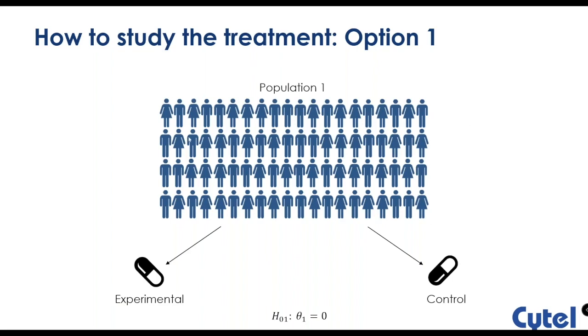Well, we could conduct the trial in just a single population. So in this case, in population 1, using the same amount of resource, i.e. the same number of patients, we could conduct the trial in population 2. Again, this is an examination where we'll compare the experimental treatment and control.